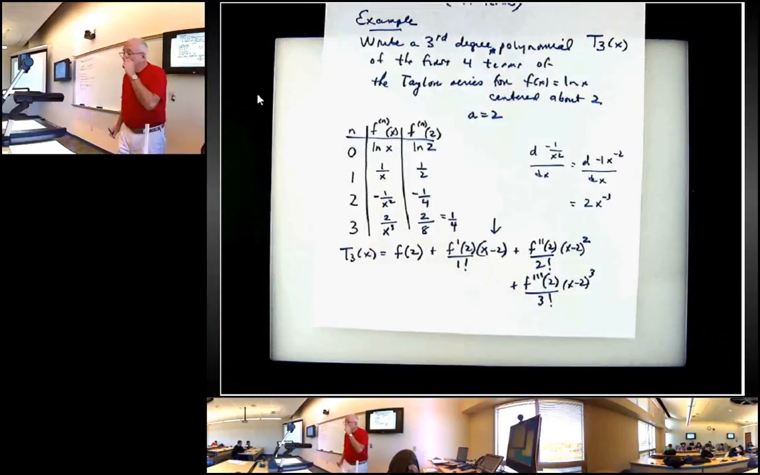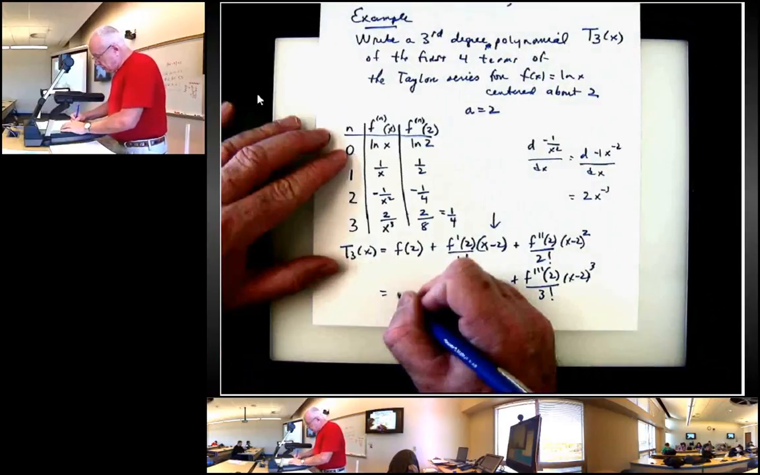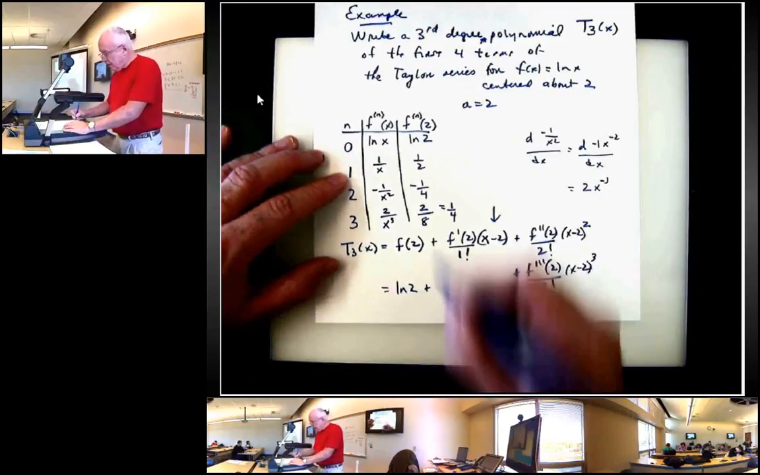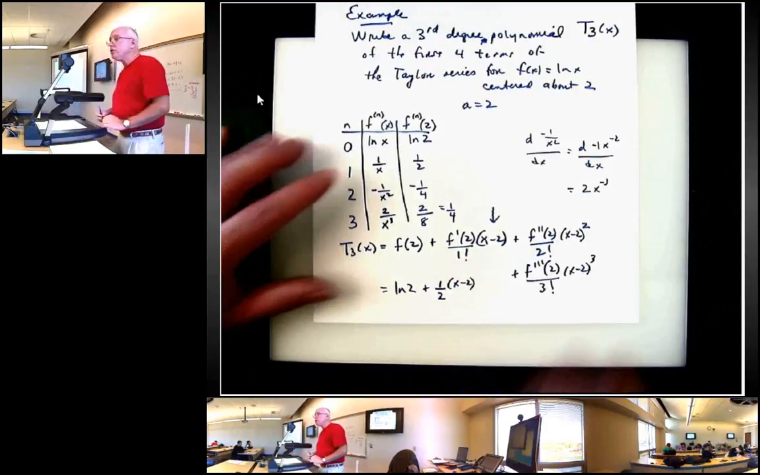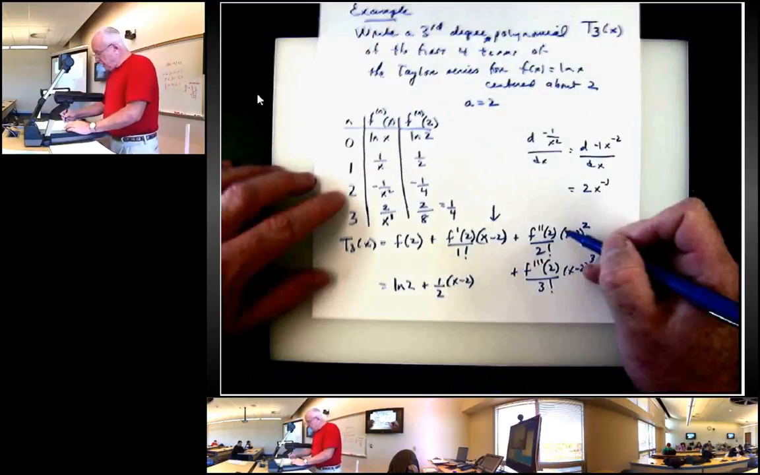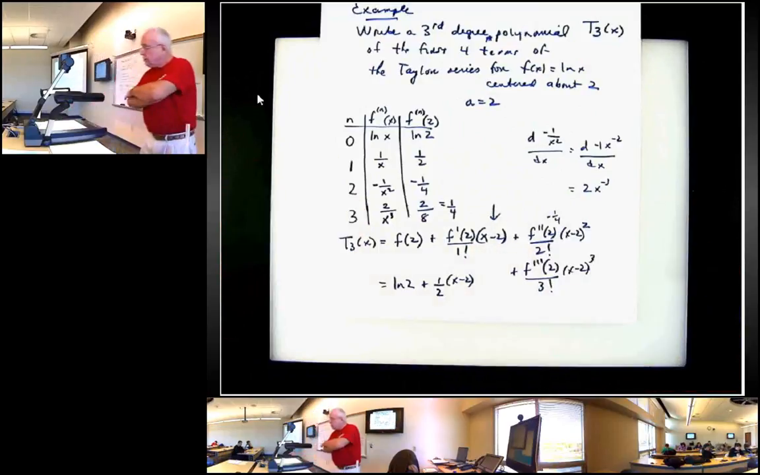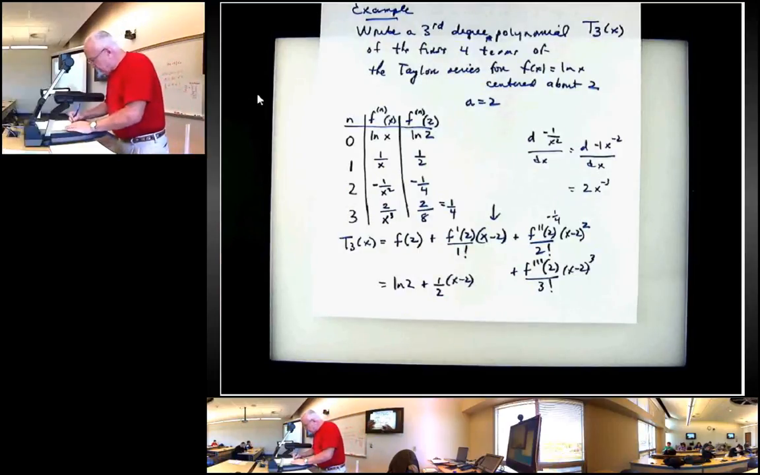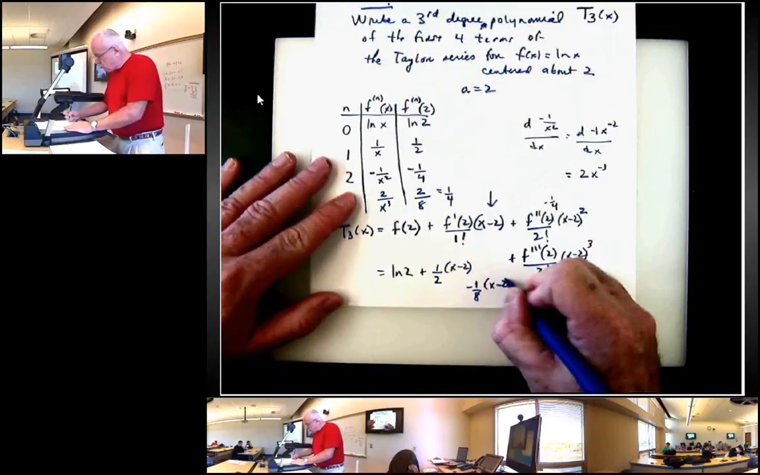So now from our table, we were able to read off those various values of those derivatives. f of 2 is just the ln of 2, plus f prime of 2 is 1/2. So that second term becomes 1/2 times x minus 2. Now for the third term, f double prime is minus 1/4, so it's going to be minus 1/4 divided by 2, which is minus 1/8. Minus 1/8 times x minus 2 squared.